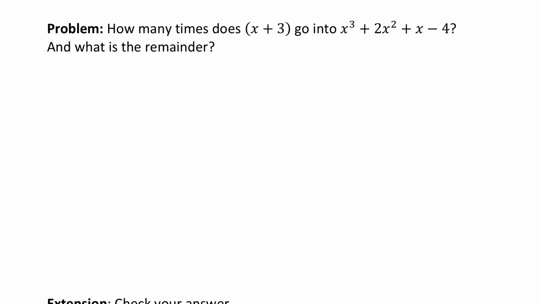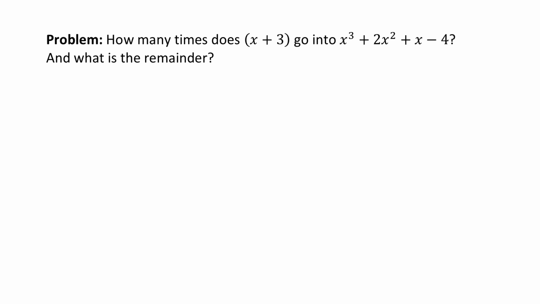We could ask the question, how many times does x plus 3 go into x cubed plus 2x squared plus x minus 4, and what is the remainder? Now, it's a little bit strange because you might say to yourself, what do you mean go in? Like long division with polynomials? What does it mean to have a remainder from a polynomial? But let's go ahead and follow the same steps, okay? The same idea we had with the long division for regular numbers. We're going to take the same concept and apply it to polynomials.